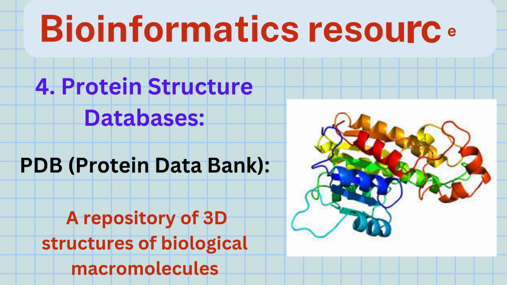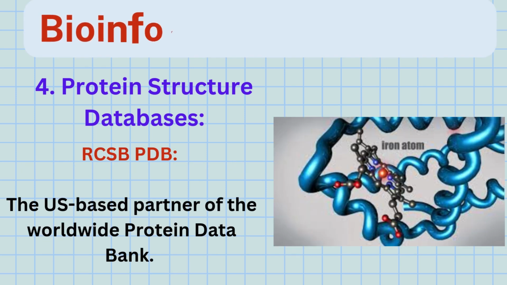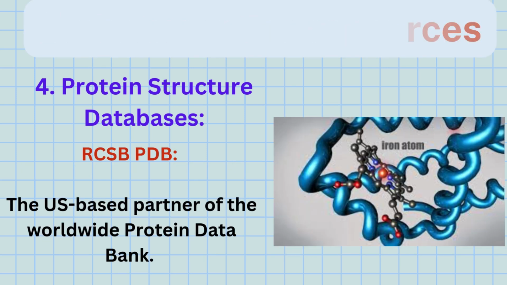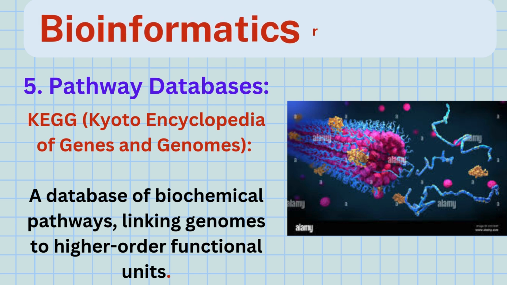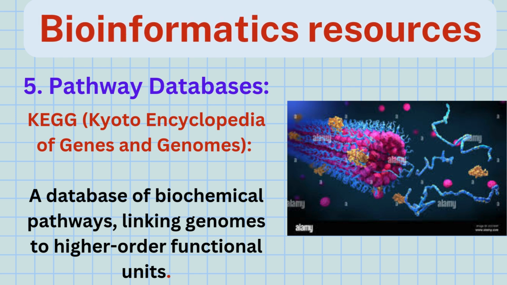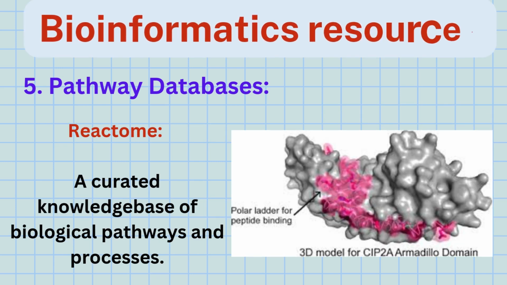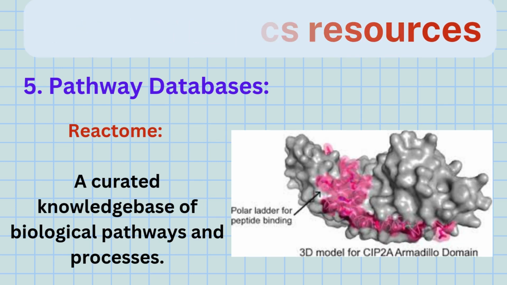4. Protein structure databases. PDB, the Protein Data Bank, a repository of 3D structures of biological macromolecules. RCSB PDB, the US-based partner of the Worldwide Protein Data Bank. 5. Pathway databases. KEGG, the Kyoto Encyclopedia of Genes and Genomes, a database of biochemical pathways, linking genomes to higher-order functional units. Reactome, a curated knowledge base of biological pathways and processes.